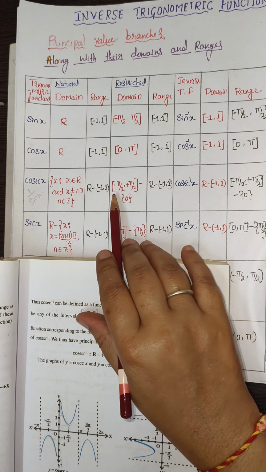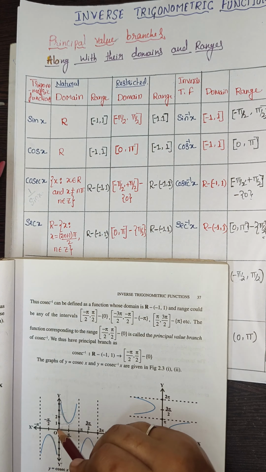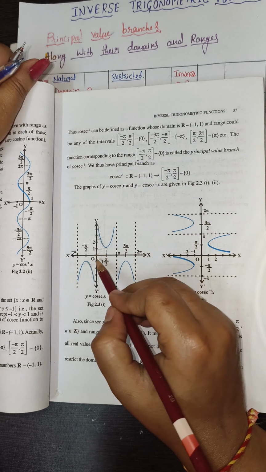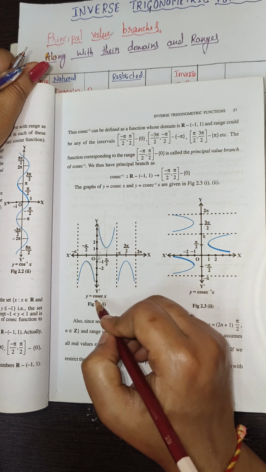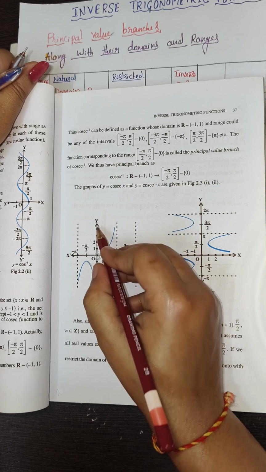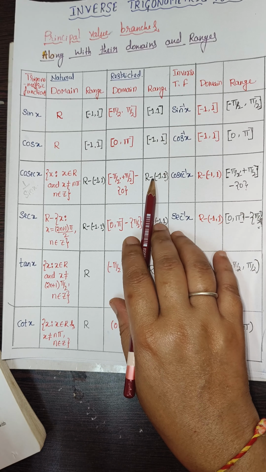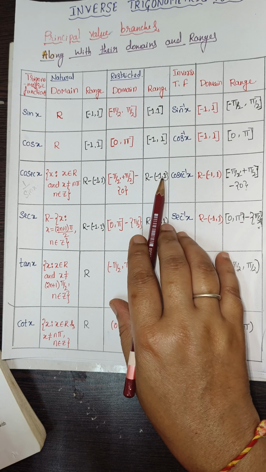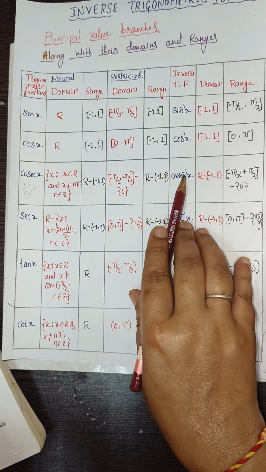Okay. So the restricted domain will become minus pi by 2 to plus pi by 2 except 0, because at 0 no values are there. It's clear in the graph, it's not touching 0. There is a gap in between for 0. That's why you have to take minus pi by 2 to plus pi by 2 minus of 0. The range will come here R minus of open bracket minus 1 to 1. Then cosecant inverse will exist here, because it satisfies the one-to-one function.